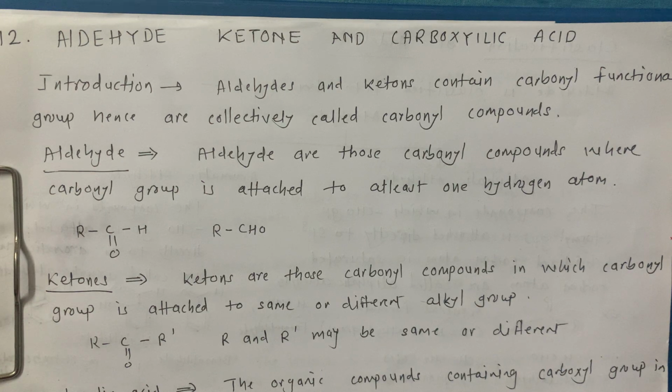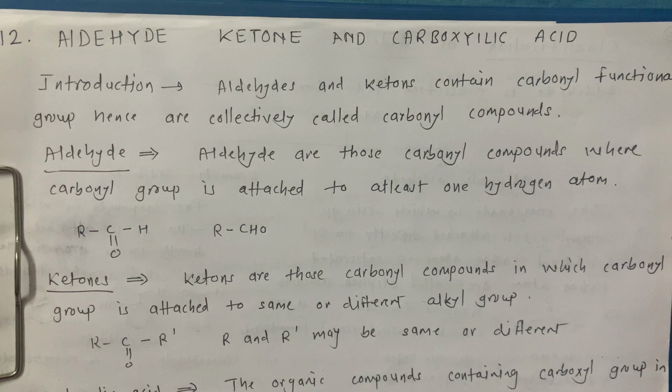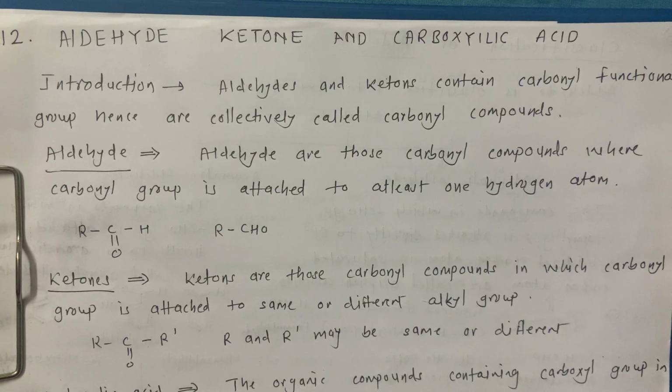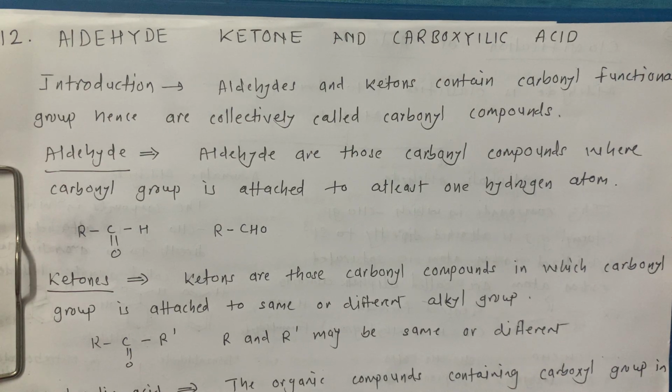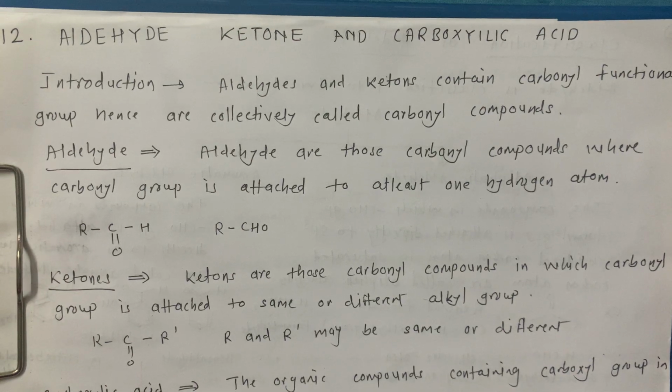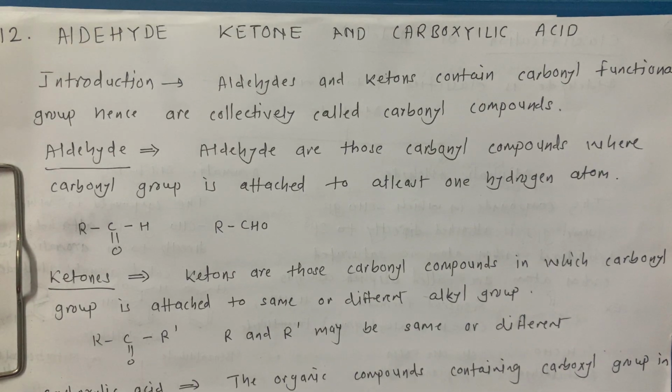So here is a new chapter, chapter number 12: aldehyde, ketone and carboxylic acid. Before this we studied alkyl halides, arenes, then alcohol, phenol, ether. Now the next chapter is aldehyde, ketone and carboxylic acid. We studied these functional groups in 11th standard, but still we are going to revise whatever we studied in 11th standard.